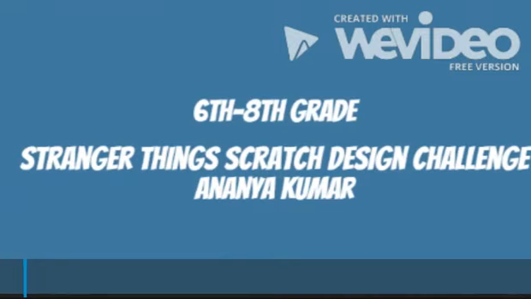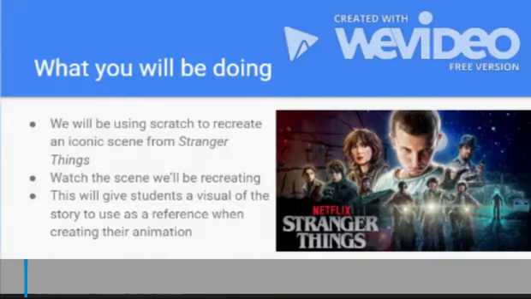Before we dive into the tutorial, we have to make sure we understand what we're going to do. We will be using Scratch to recreate an iconic scene from Stranger Things. The scene is where lights are turning on and off in order to send a signal that says, right here, and run. Here's a sample of the finished project.